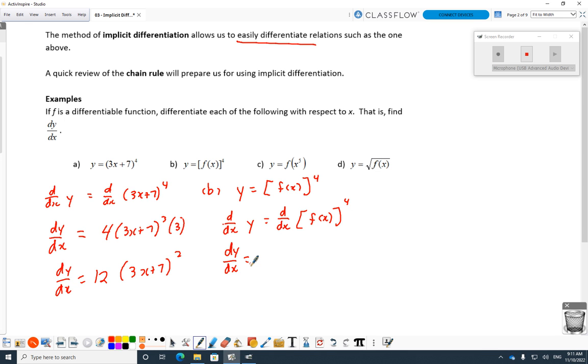Okay, over here, a little chain rule. That f of x inside can be scaring you. That's okay. But all I'm going to do over here is bring down the 4 and reduce the power by 1. That part's not too bad.